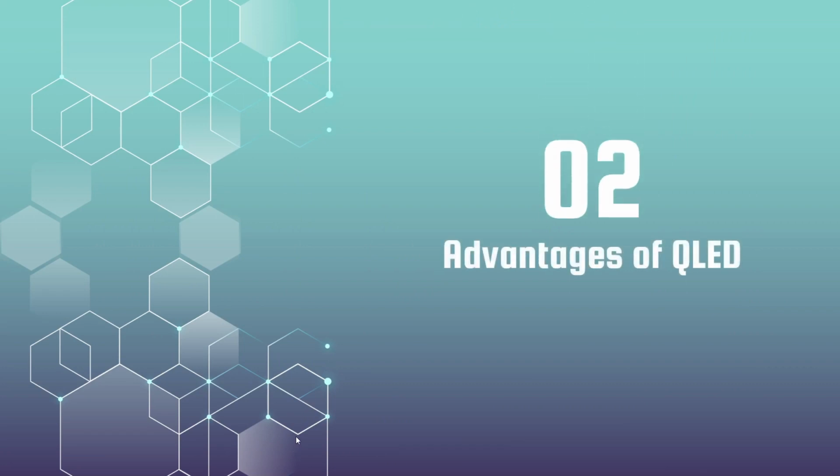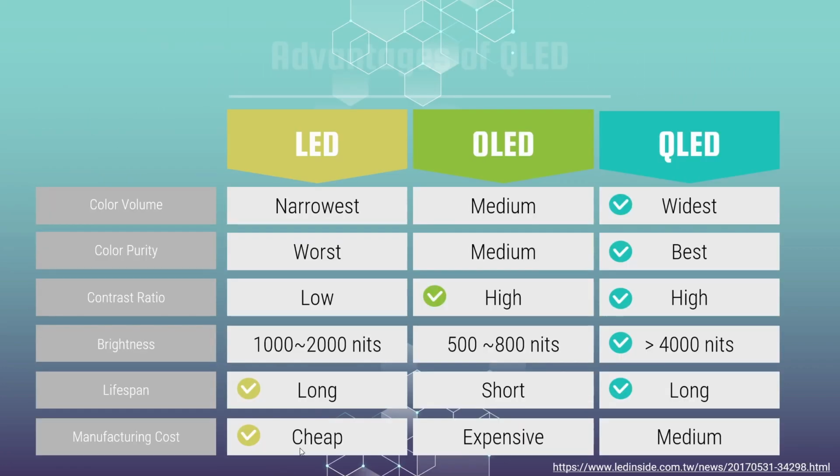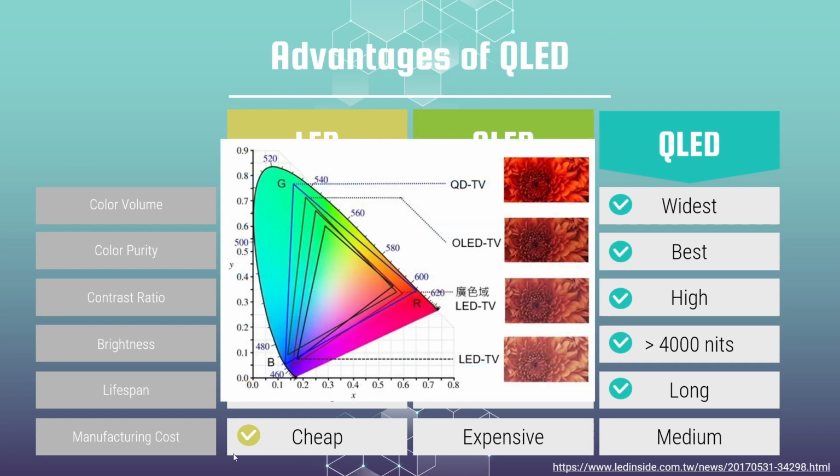For the next part is the advantage of QLED. Compared to traditional LED and OLED, QLED can achieve higher color purity and broader color gamut. In comparison to traditional LED, both OLED and QLED can cover over 90% of the color gamut, with QLED achieving a slightly higher level. As you can see in the picture, QLED can cover the widest color gamut.